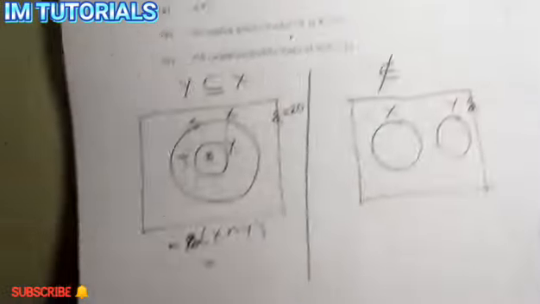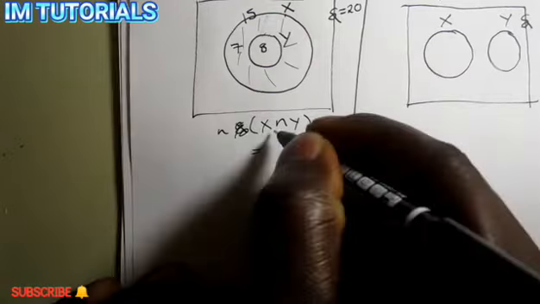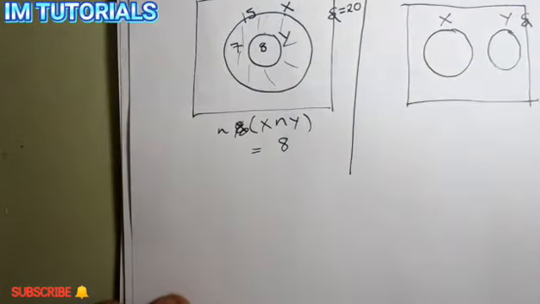I hope you are listening. In simple terms, if you have a subset like this and you are being asked to find x intersection y, your answer is y. Why? Because y is in y and y is in x at the same time. So your answer here is 8.